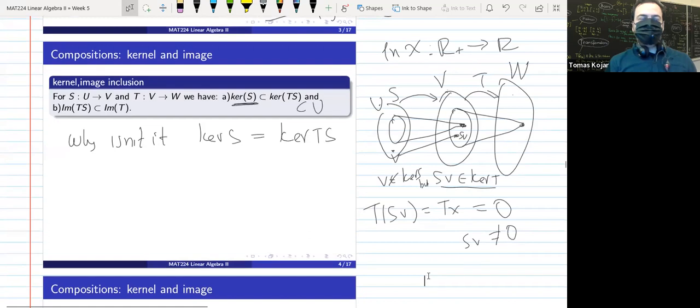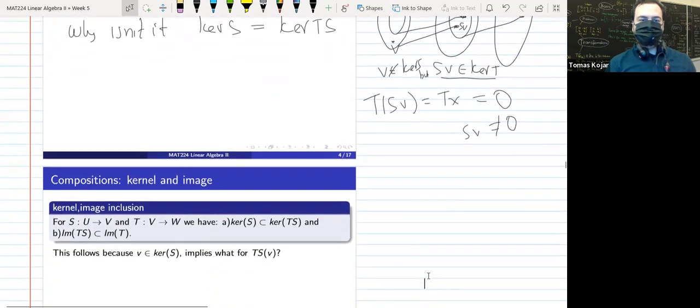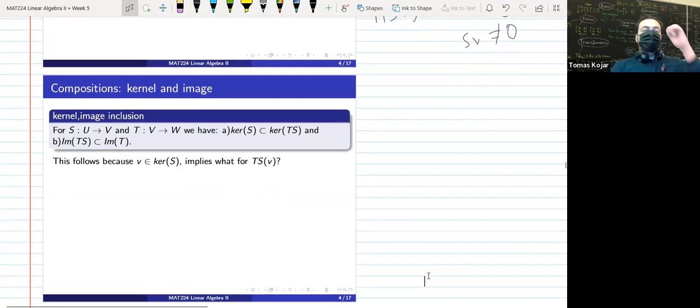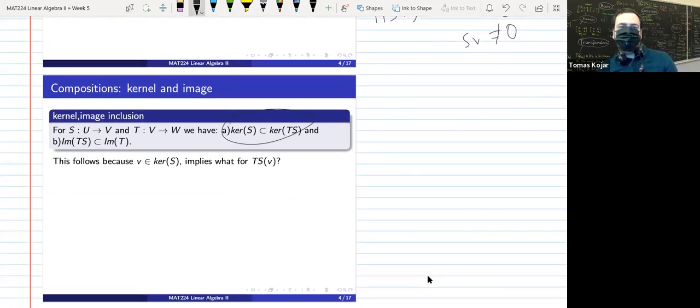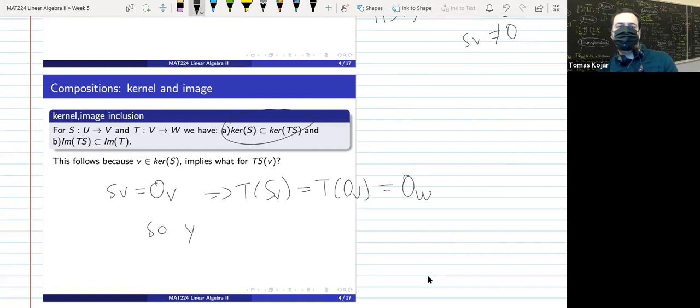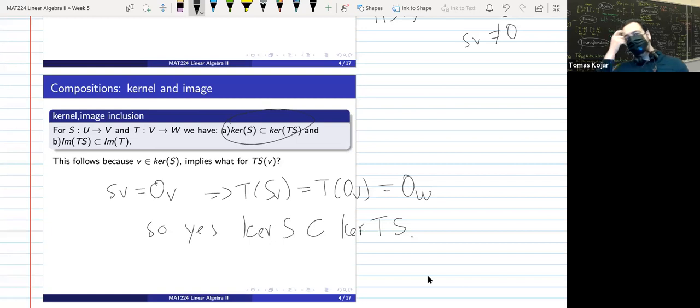All right. Okay, so yeah, the first one is easy. You just take a V in the kernel of S. So S of V is the 0 in V. So then when you apply T to both sides, you get 0 of W. So yes, kernel of S is inside the kernel of TS. All right.